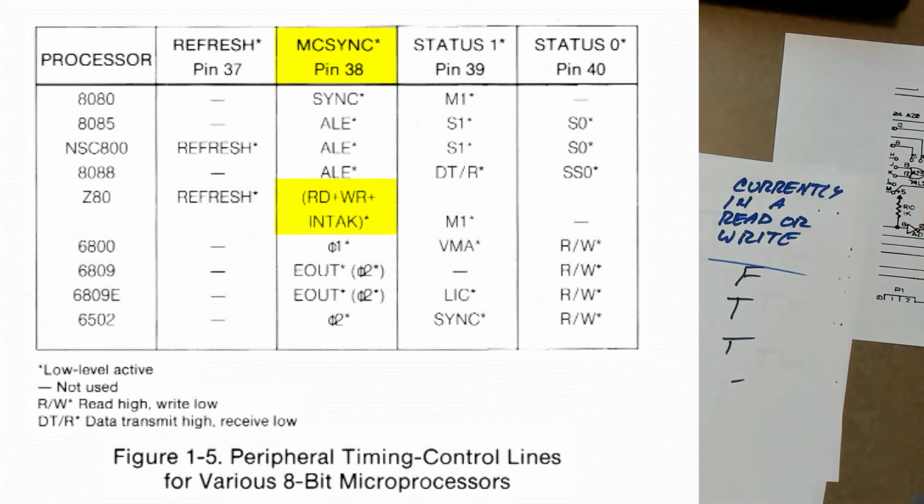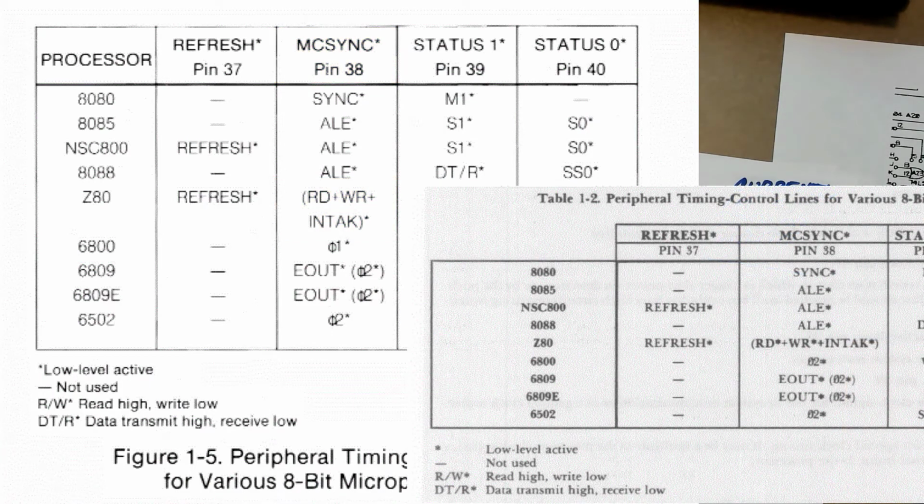You can see it can start to get confusing. Do they mean the assertion level or do they mean the active level? Here's the exact same description and they call it out differently. They say MC sync with an asterisk, or not MC sync, is equal to the not read, ORed with a not write, ORed with a not interrupt acknowledge. But you can see this doesn't have the final inversion of the output. So there are three different ways of saying the same thing. It's tomato, tomato, I guess.